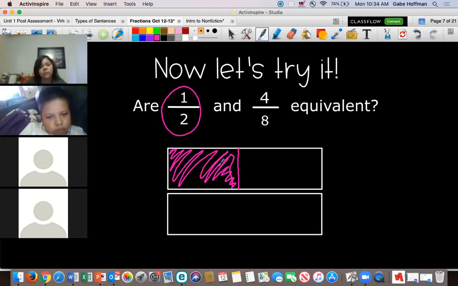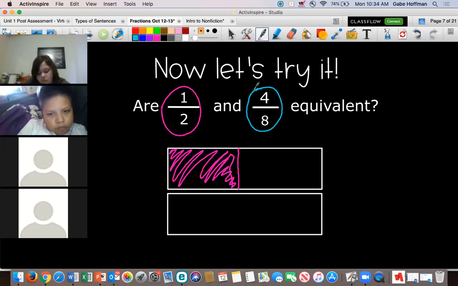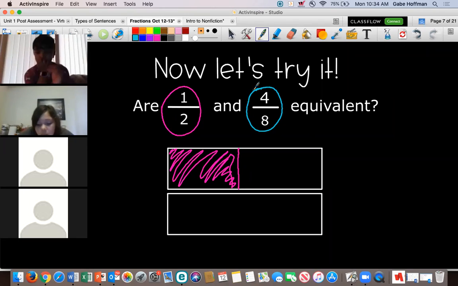So that's our 1/2. And then for 4/8, Derek, how many pieces am I going to divide this second square or rectangle up into if we're making 4 eighths? 3. Nope, what's our denominator? 8. So we're going to divide it into 8 equal parts.